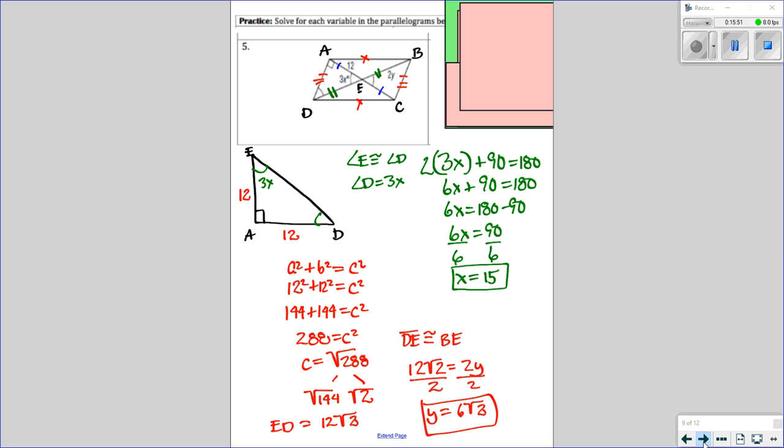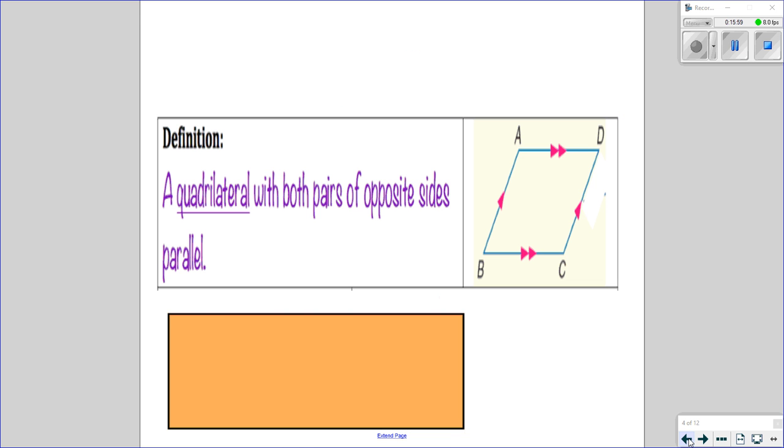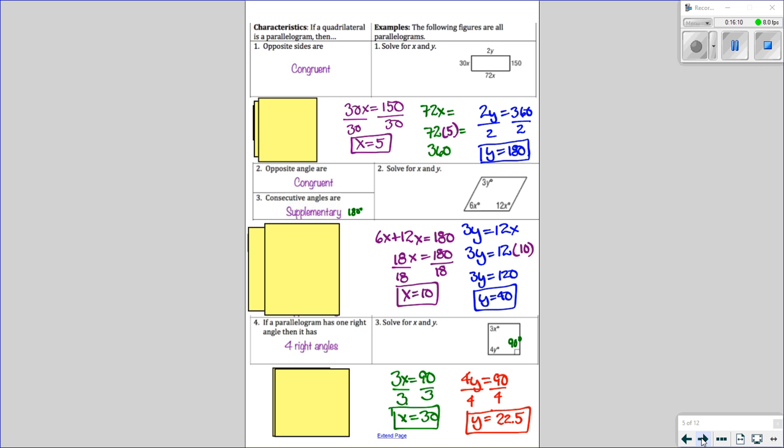So, okay, we've reached the end. Just a recap of what we've learned. We learned about the parallelogram, which is a quadrilateral with opposite sides that are parallel. That's one of its characteristics. We also learned that the opposite sides are congruent and the opposite angles are congruent. Consecutive angles, meaning one next to each other, when you add them up, are supplementary, that's 180. If you have one right angle in the parallelogram, then all the others are right angles, so there are 4 right angles.